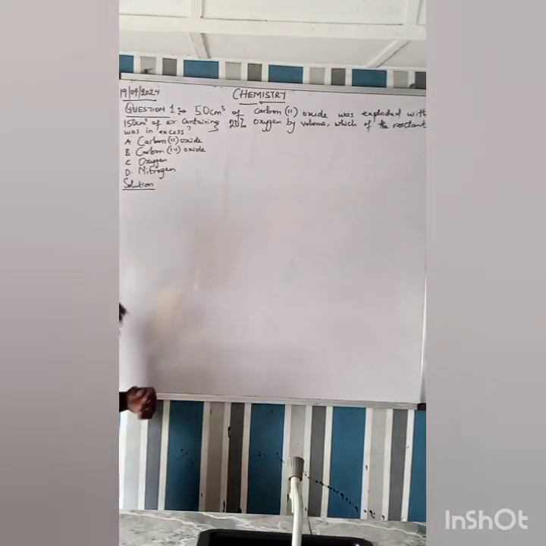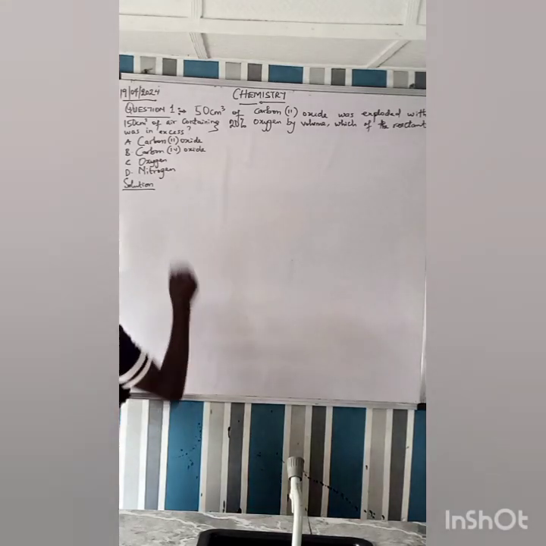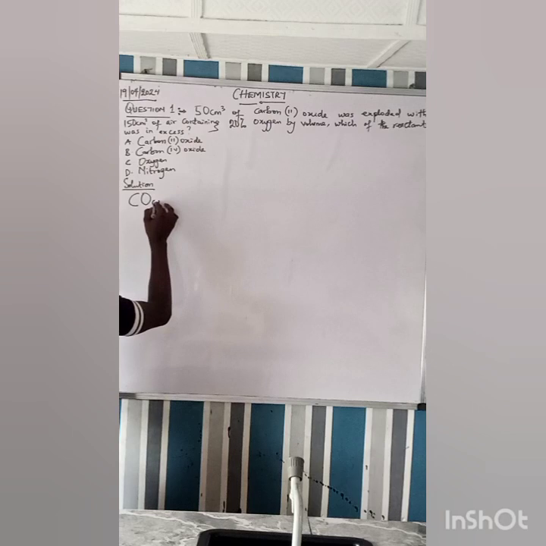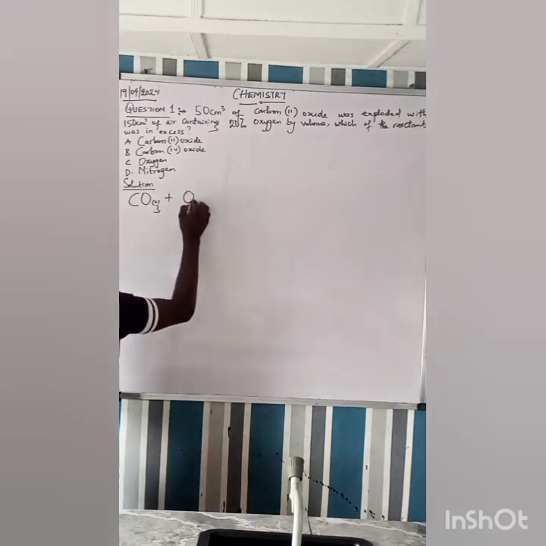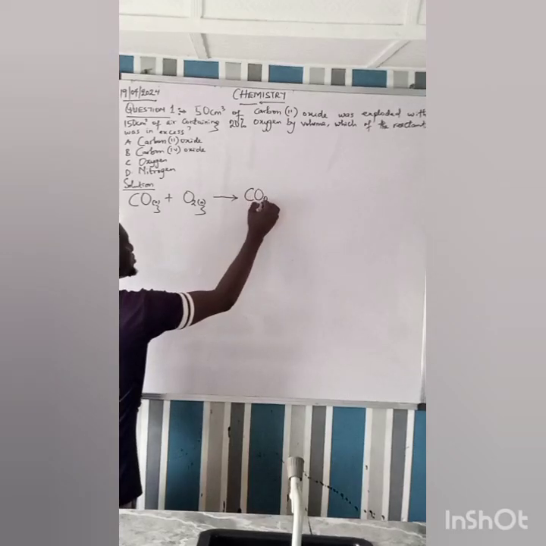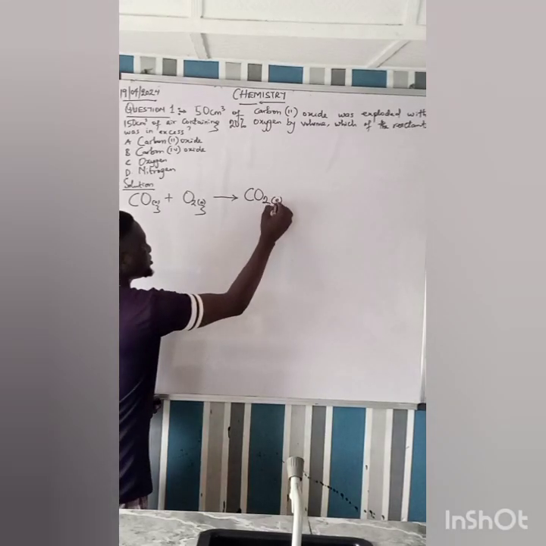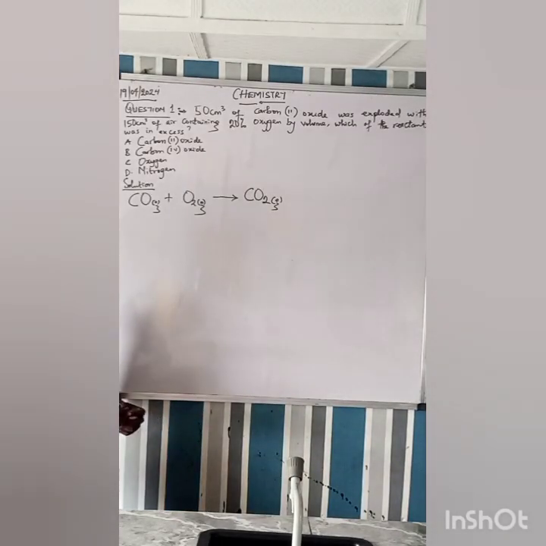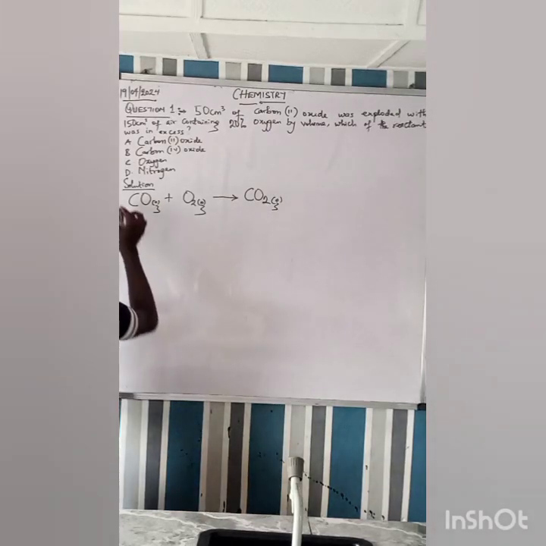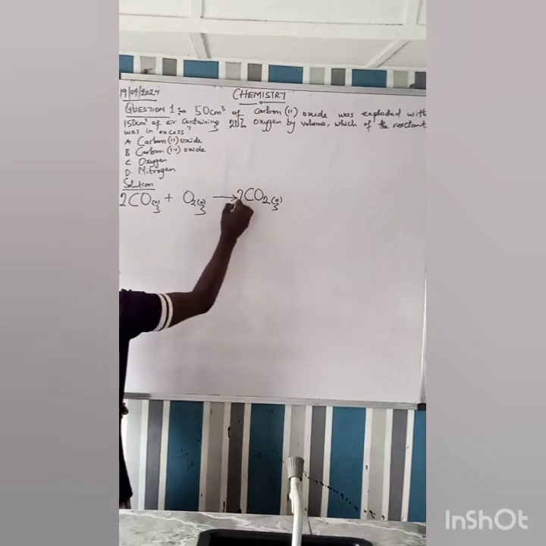So the first thing you have to do is to write out the equation from the question. We have carbon(II) oxide gaseous reacting with oxygen gaseous to give us carbon(IV) oxide gaseous. So then the next thing we do is to balance the equation. So we know we're going to have this and this.